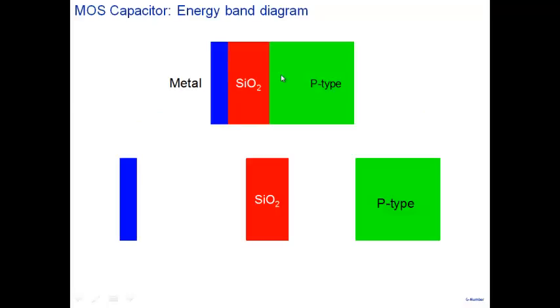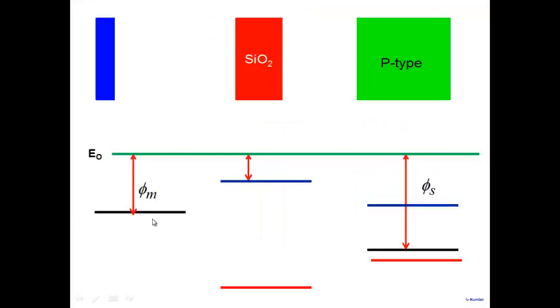Let me remind you about the energy band diagram. So we have metal, SiO2, p-type. We have said that the way we draw the energy band diagram, we take the system apart. Each element is isolated: metal, SiO2, p-type. We draw the energy diagram of the isolated system. So we're well familiar.